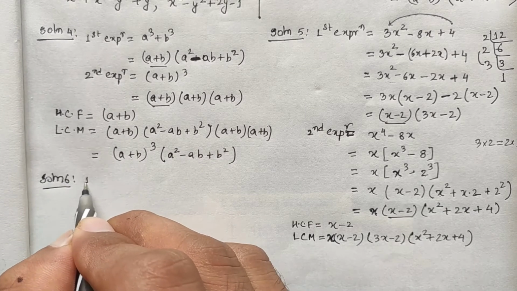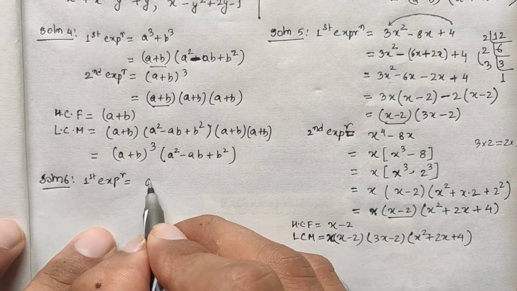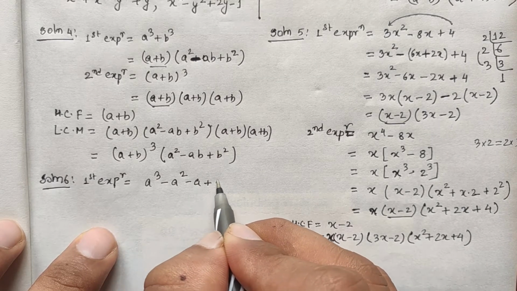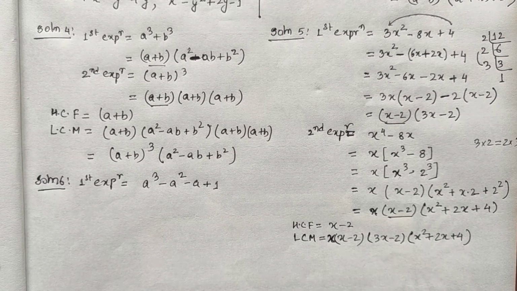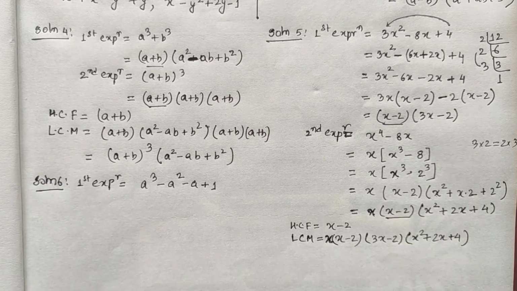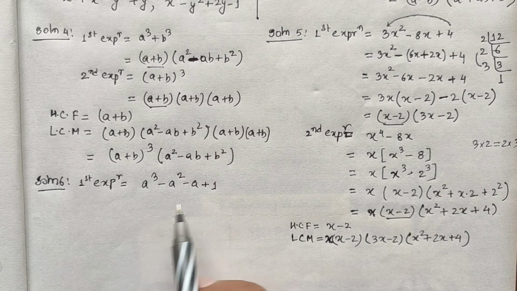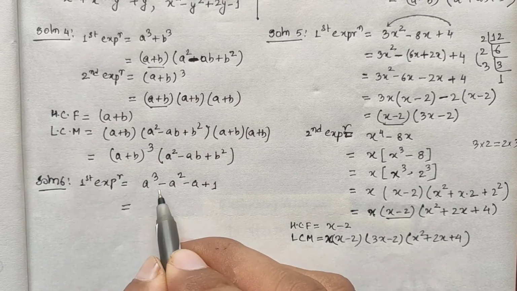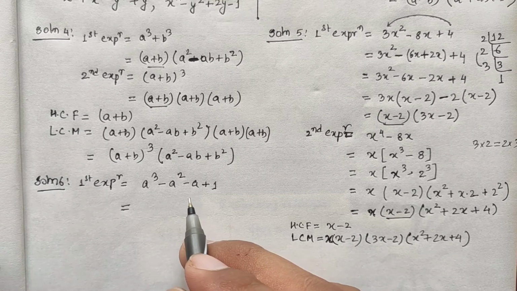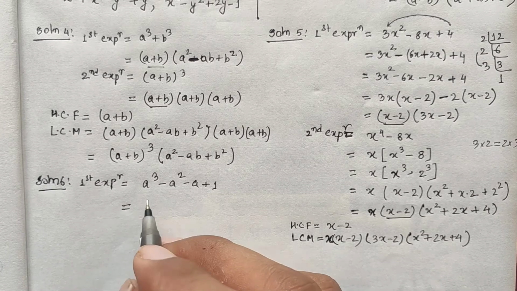Okay, now move on, question number 6. So what's the first expression for 6? It is another different type, a cube minus a square minus a plus 1. Yeah, it is a little bit different from other questions. So how can we solve this question? Are you seeing anything important here? Just pause the video and think for around 5 to 10 seconds what you can do here, and then after that you can see how I am solving.